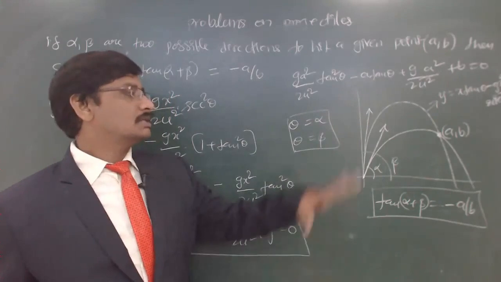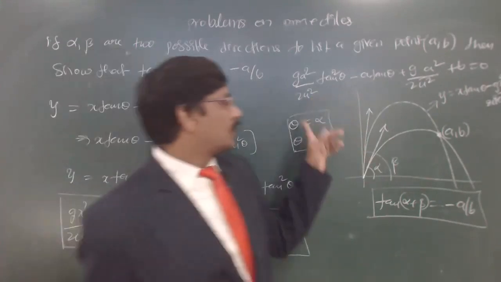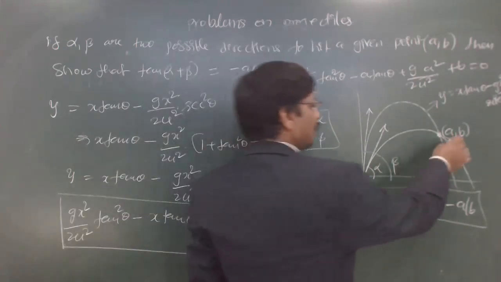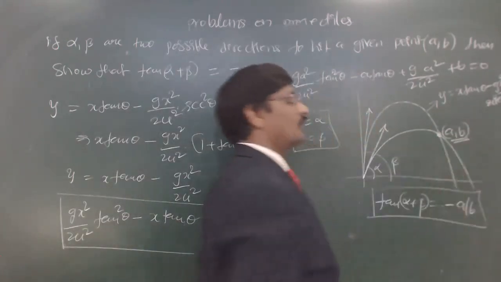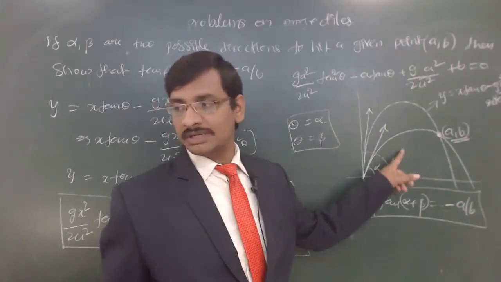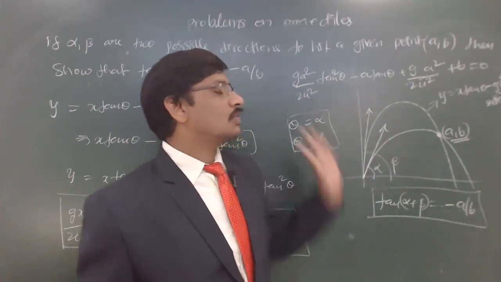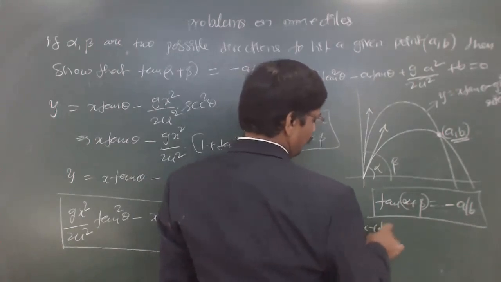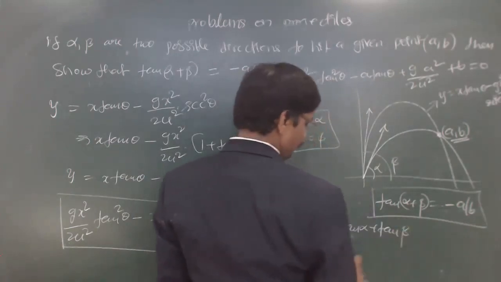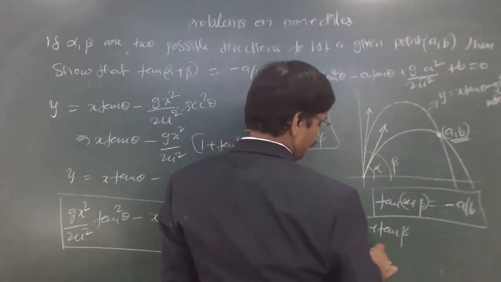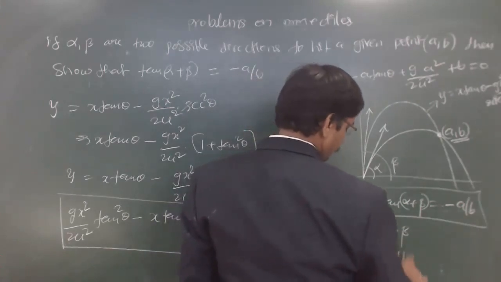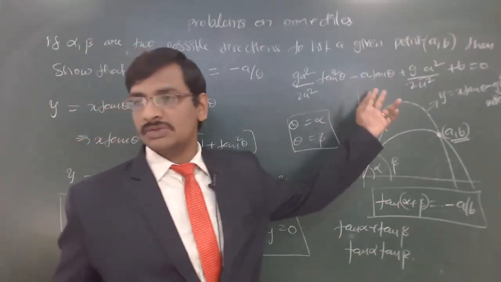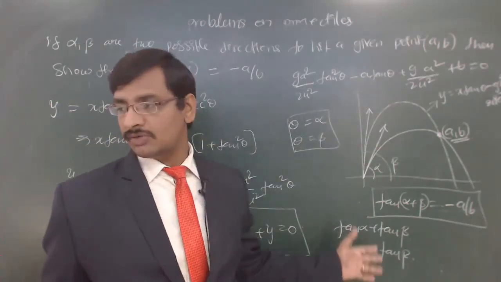Now in such cases, because alpha and beta are having the same solution, that is, this point a comma b is the point through which both of the projectiles pass, then for this quadratic equation the sum of the roots will be tan alpha plus tan beta, and the product of the roots is tan alpha into tan beta. That is the sum of the roots and the product of the roots of this quadratic equation. We can find it out from here.